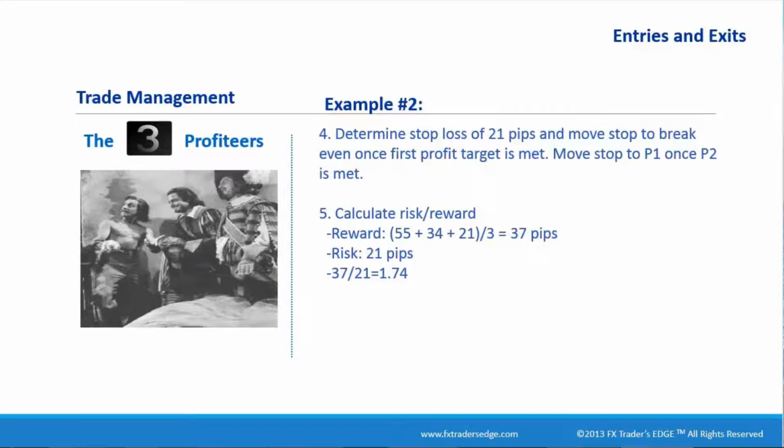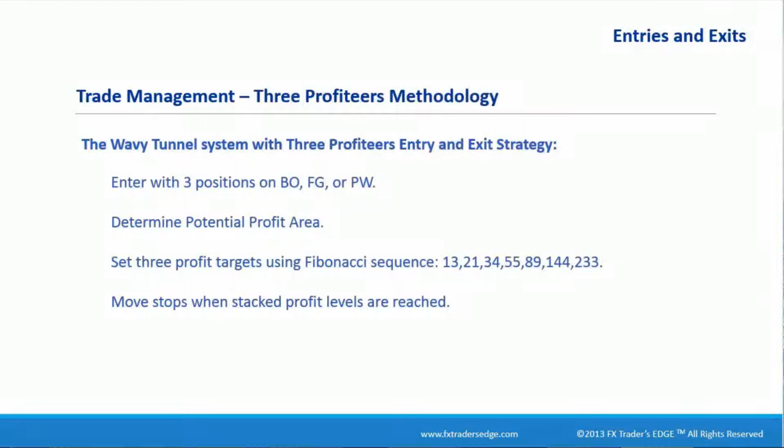The 3 profiteers. How do we apply the 3 profiteers entry and exit strategy to the wavy tunnel system? We enter with 3 positions on the breakout, the fill the gap, or the PW trades. We determine the potential profit area. We set 3 profit targets using the Fibonacci sequence, and then we move stops when stacked profit levels are reached.